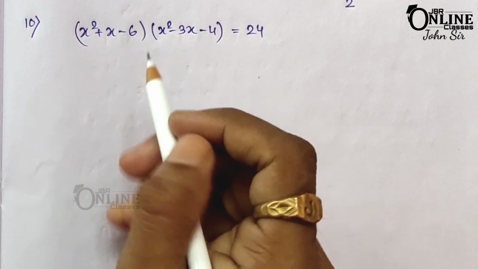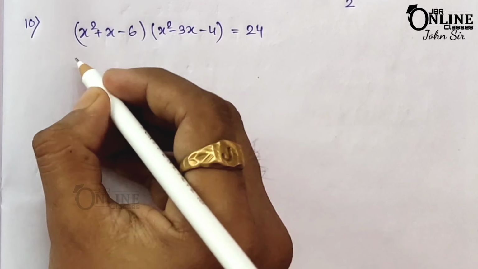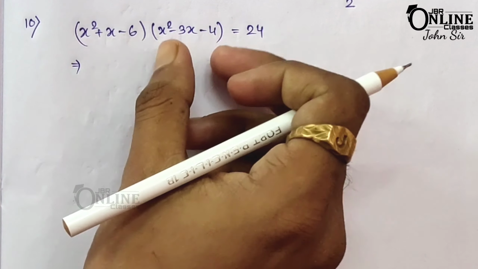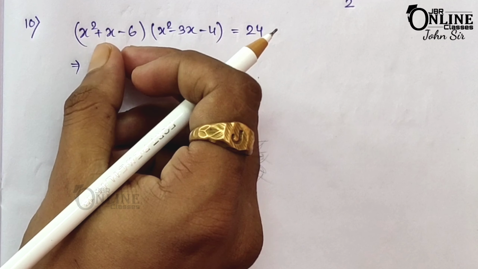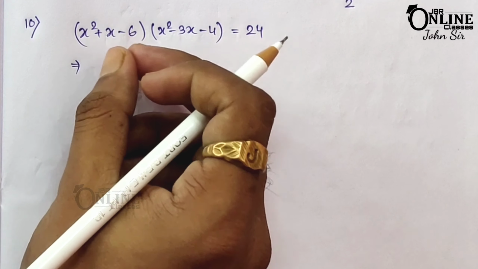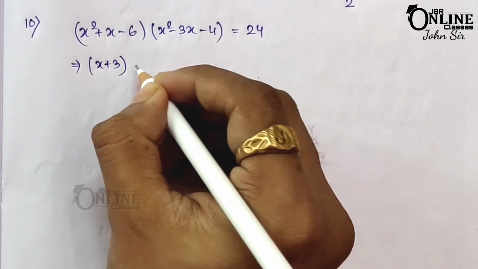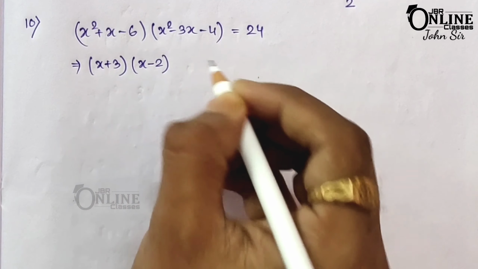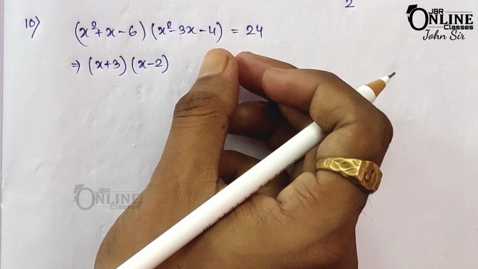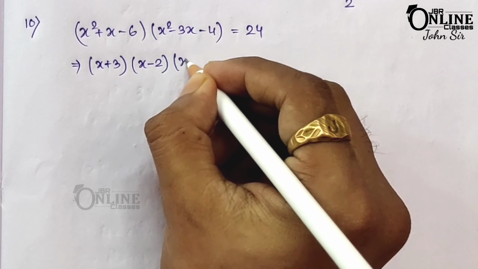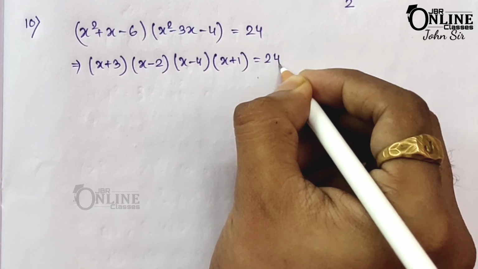Now sum number 10. Here x square plus x minus 6, x square minus 3x minus 4. So first you have to factorize these two quadratic equations, and whenever you factorize the first one, that means x square plus x minus 6, then you will get x plus 3 into x minus 2. Okay, and from the second one, x square minus 3x minus 4, then you will get x minus 4 into x plus 1, that equal to 24.